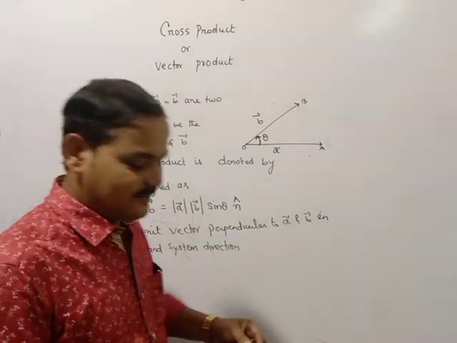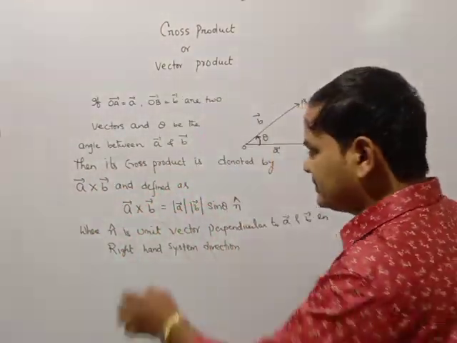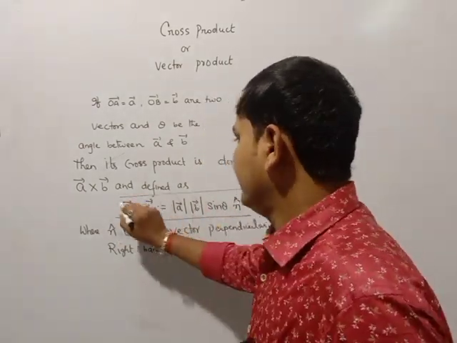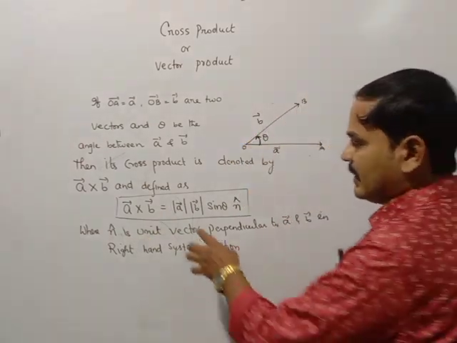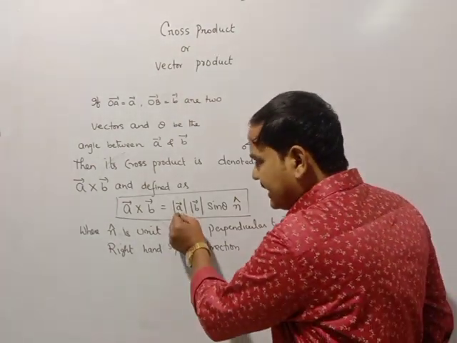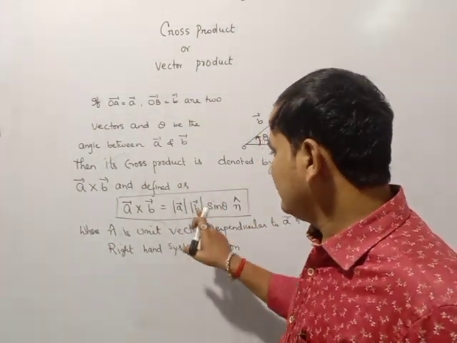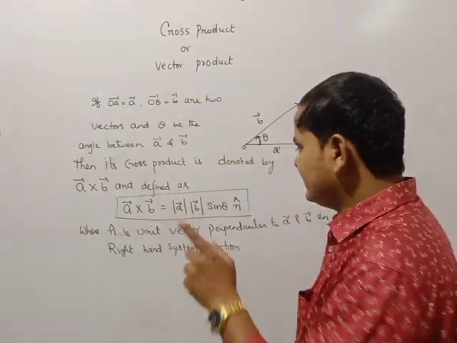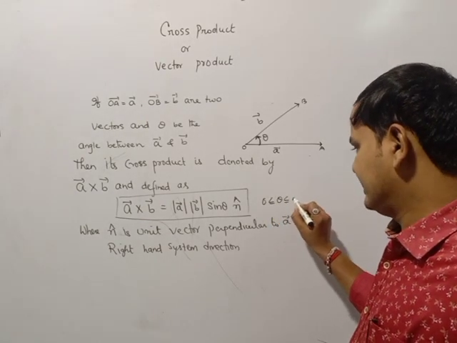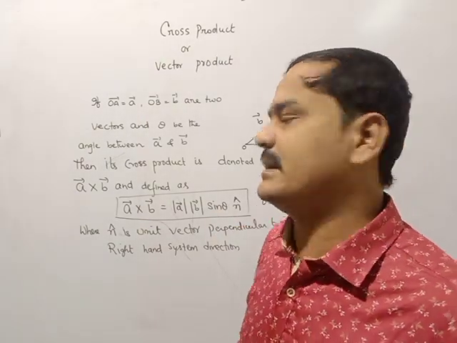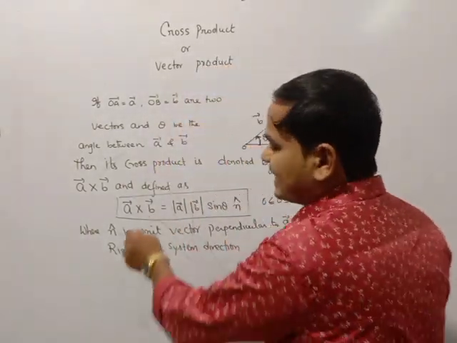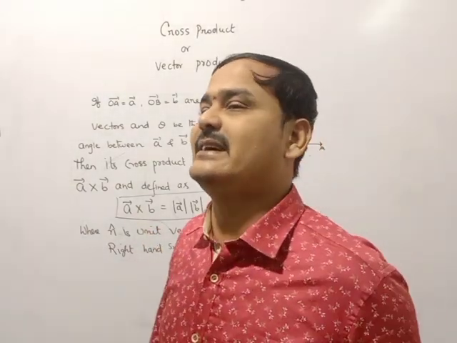So what does it mean? Now, look at this formula, do not write anything, just observe it. A bar cross B bar is equal to mod A bar into mod B bar into sin theta into n cap. See, mod A bar is a number, mod B bar is also a number, sin theta is also a number, because this theta lies between 0 to pi. So sin theta is also a number. So the product of these numbers is a number, but we say that the cross product is a vector. So I need a vector.